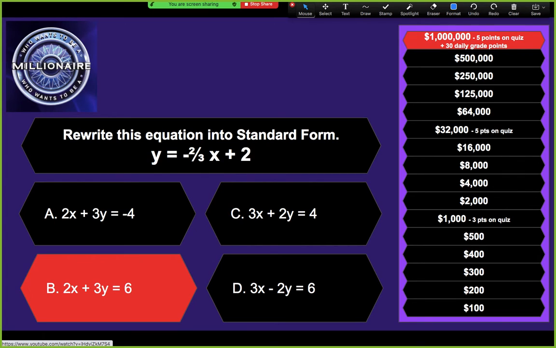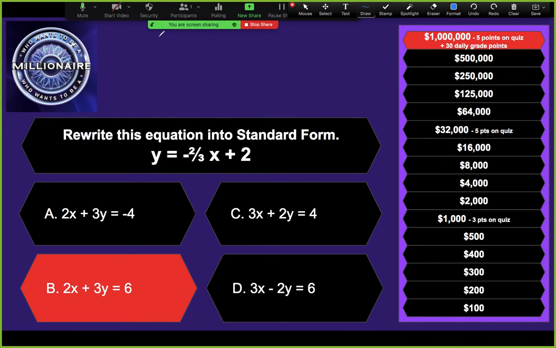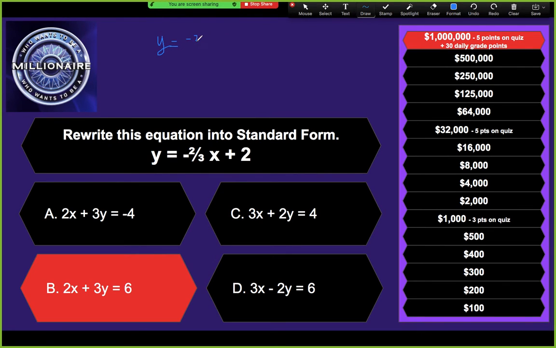The answer should be 2x plus 3y is equal to 6. So let's work it out. Let's write it up here. We got y is equal to negative 2/3 x plus 2. All right, so first thing I need to do is I need to get rid of the negative 2/3 x on this side. So the way that we do that is that we add 2/3 x, not just to this side, but over here by the y as well. So remember, there's a positive y. So negative 2/3 x. No, positive 2/3 x.